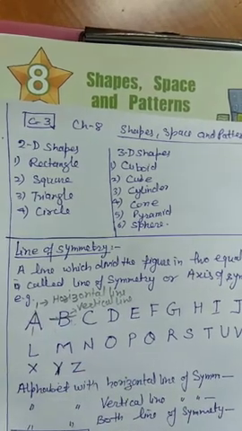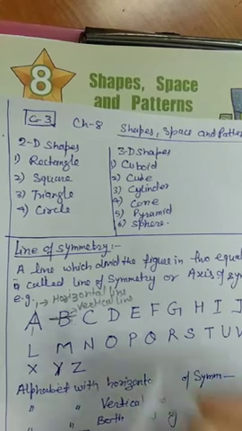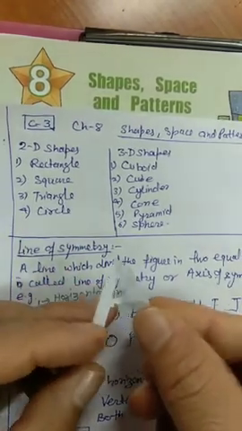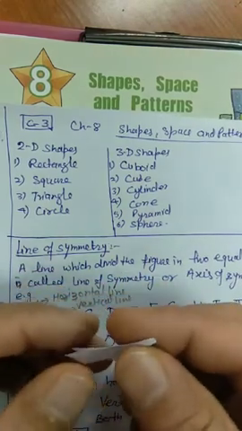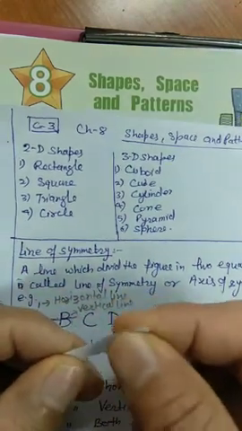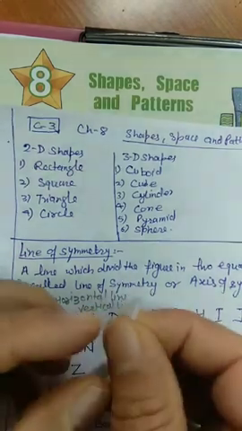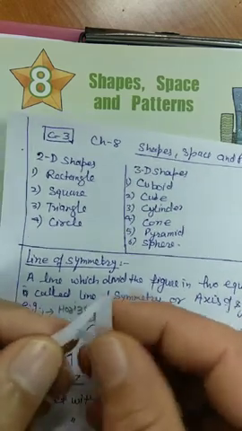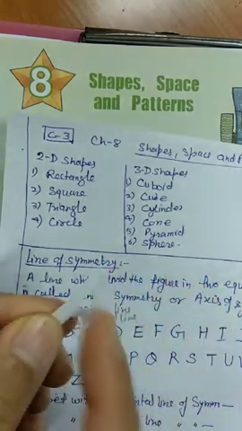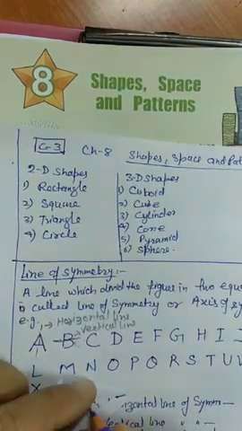I will show you. You can also do this type of activity. You can make a paper cutting of this A, and just fold it like this to divide it, so that one part is completely overlapped by the second part. Then you can unfold it. Now you can see both the parts are the same, so where is the line of symmetry? Here. If I draw here, this one is the line of symmetry.